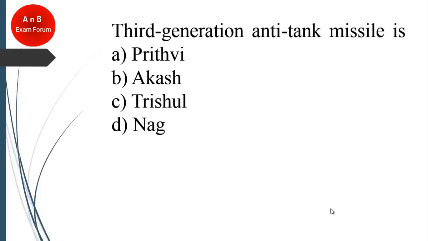Coming to the next question, it is related to DRDO missile, third generation anti-tank missile. Okay, Prithvi is not an anti-tank missile, it is a surface to surface missile. Akash is a surface to air missile. Trishul is again a surface to surface missile. So we are left with option D, Nag. Nag is a third generation anti-tank missile.